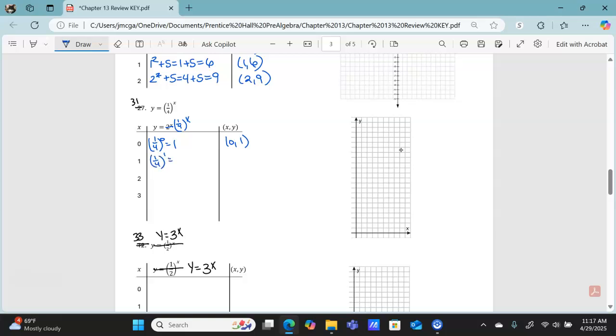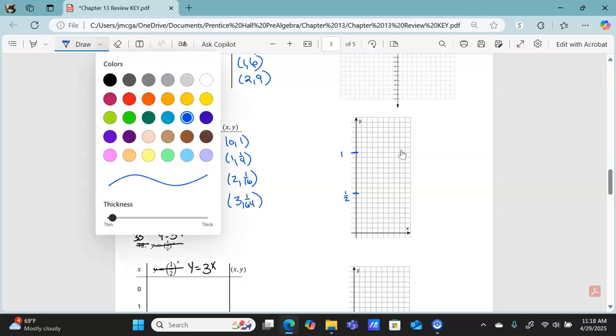1/4 to the first power is 1/4. So we put in 1 and we get 1/4. 1/4 squared is 1/4 times 1/4, which is 1/16. And then 1/4 cubed is 1/4 times 1/4 times 1/4, which would be 1/64. So on this, 1, 2, 3, 4, 5, 6, 7, 8, I'm going to go up 8 and call that a half. 9, 10, 11, 12, 13, 14, 15, 16. And when I get up to 16, that's going to be 1.